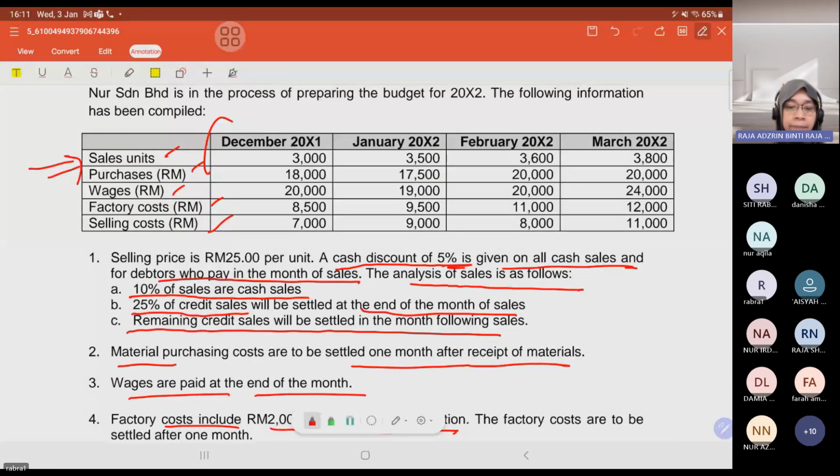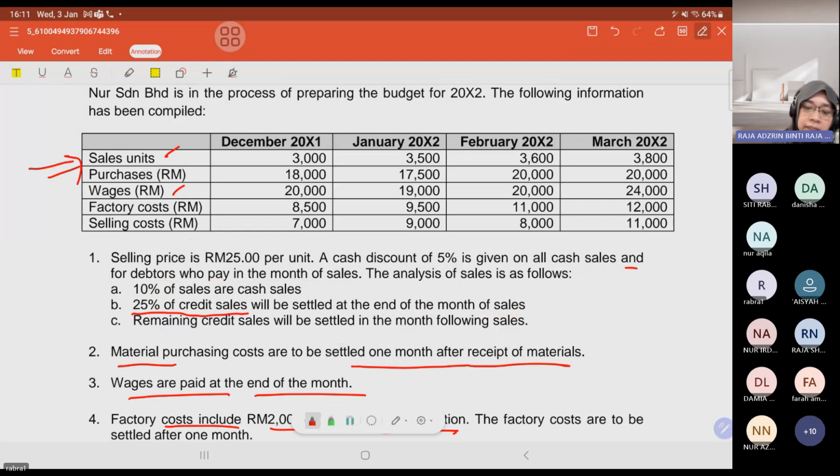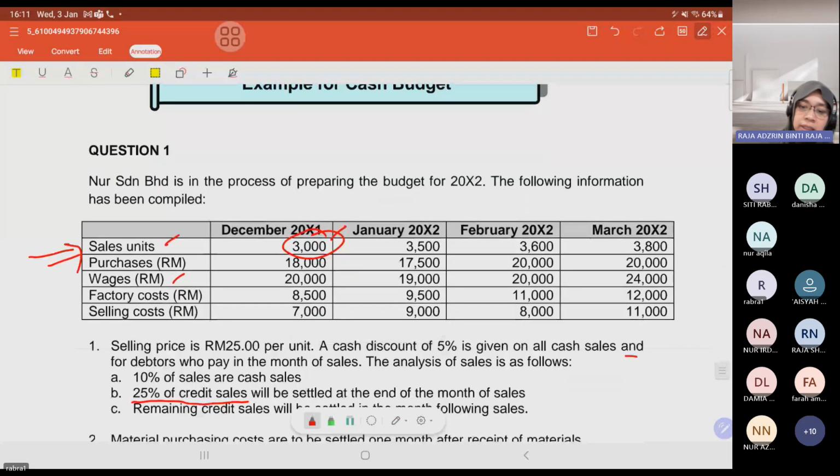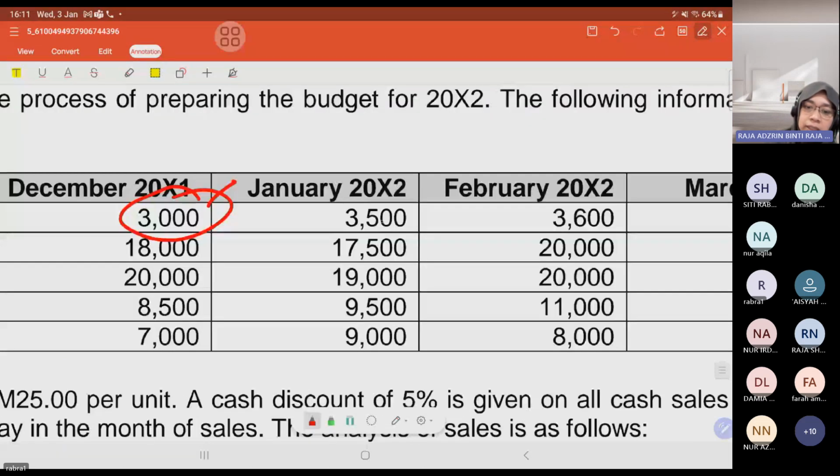Item for your sales. So dia kata this one is the sales in units. You are being given the sales in unit. In December 20X1, the sales unit is 3,000. Okay, I just take for example January sales. So January sales, this one is in units.